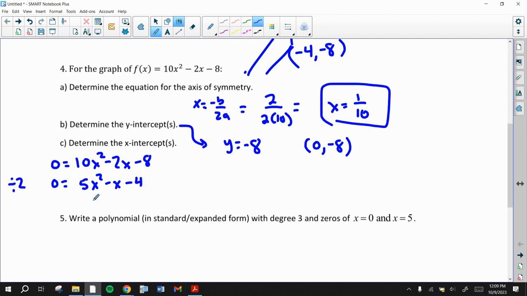So now I'm going to try to factor this. So factors of negative 5 times negative 4, negative 20, that add up to negative 1 are negative 5 and positive 4. So one way to factor it is x minus 5, x plus 4. Now a was not 1, a was 10. All right, I'm sorry, a was 5.